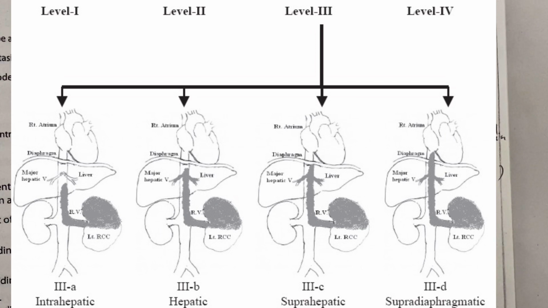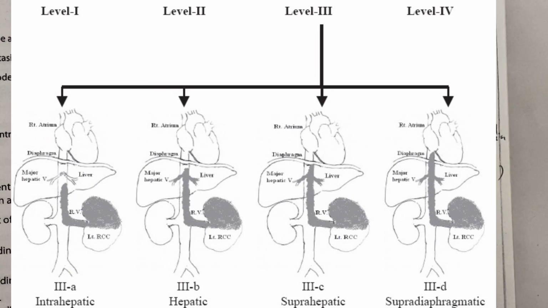3B means hepatic, a thrombus which is extending into the retrohepatic IVC and reaching the ostium of the major hepatic vein. This is the hepatic vein, so it is reaching into the ostium of the hepatic vein, and it may extend into them and cause Budd-Chiari syndrome.